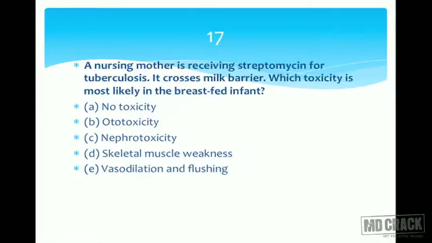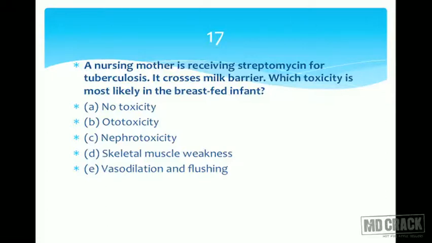The next question. A nursing mother is receiving streptomycin for tuberculosis. It crosses the milk barrier. I think the examiner is too happy with you. He wants to tell you so many things. Which toxicity is most likely in the breastfed infant? A. No toxicity. B. Ototoxicity. C. Nephrotoxicity. D. Skeletal muscle weakness. And E. Vasodilation and flushing. So there are 5 different options mentioned: no toxicity, ototoxicity, nephrotoxicity, skeletal muscle weakness, vasodilation and flushing.